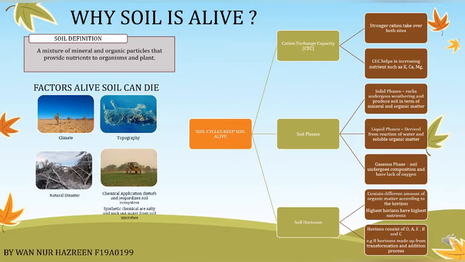Soil also has its horizons, which contain different amounts of organic matter: O, A, B, and C. The highest horizon has the highest amount of nutrients. Each horizon, such as B, is derived from transformation and addition processes. Therefore, soil is alive. It needs nutrients and cycles to keep alive.